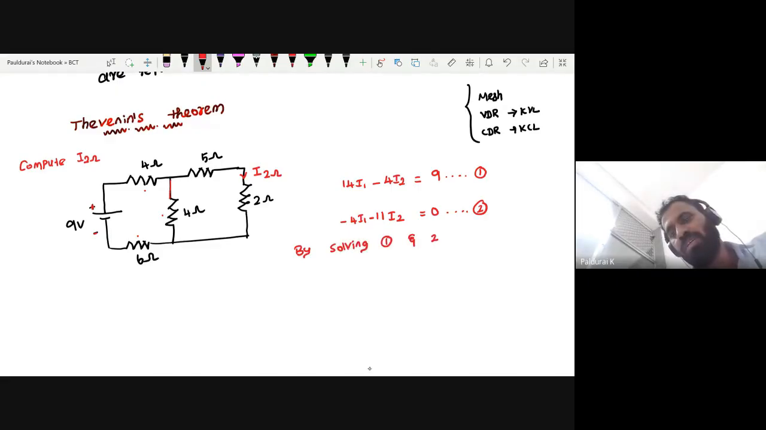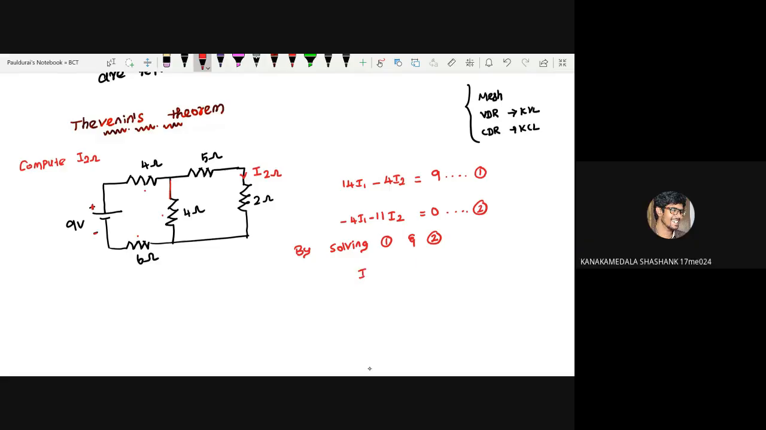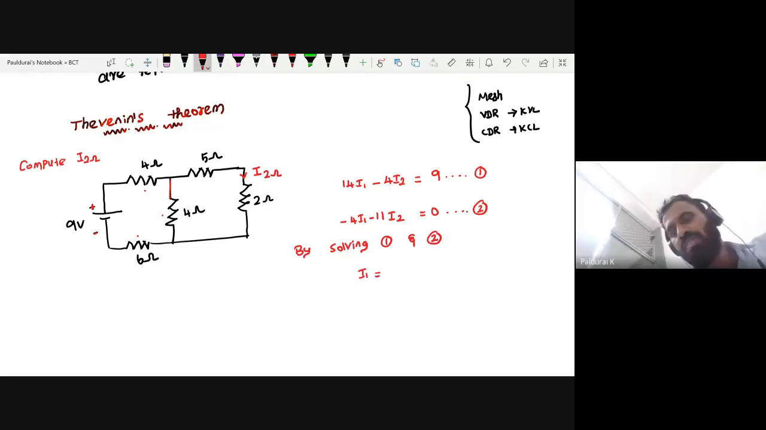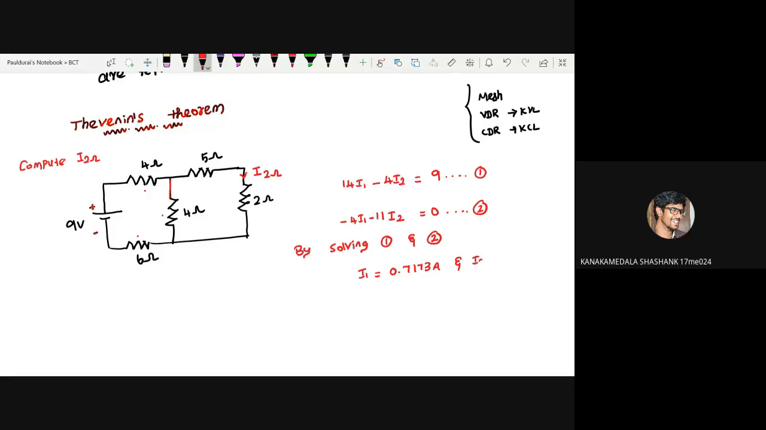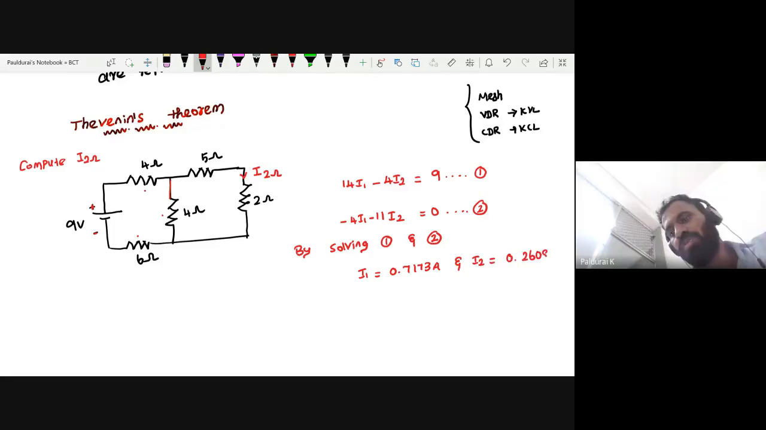By solving 1 and 2, what is I1? I1 is 0.7173 amps, very good. I2 is 0.2608 amps. Okay, very good, thank you.